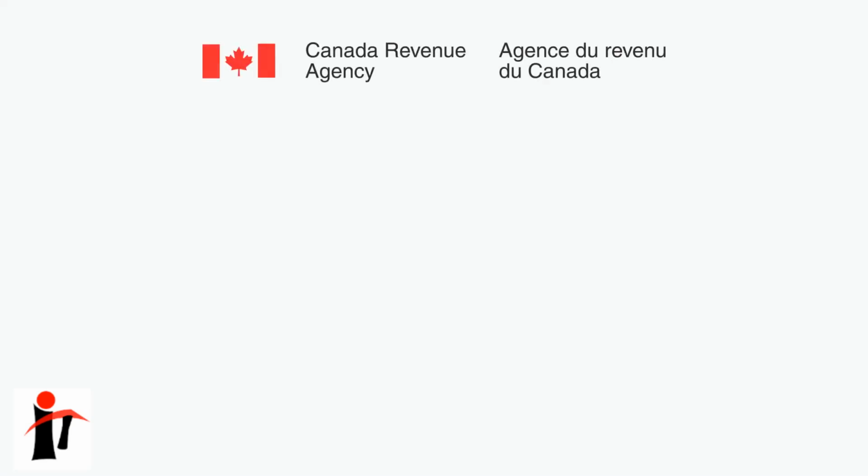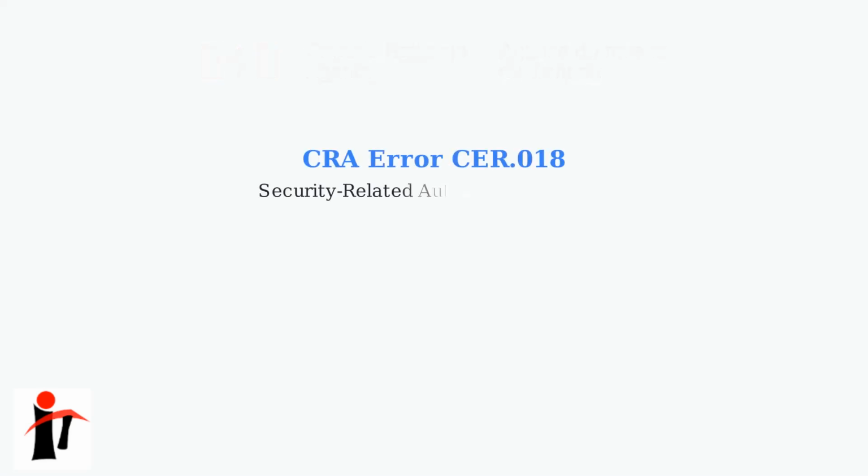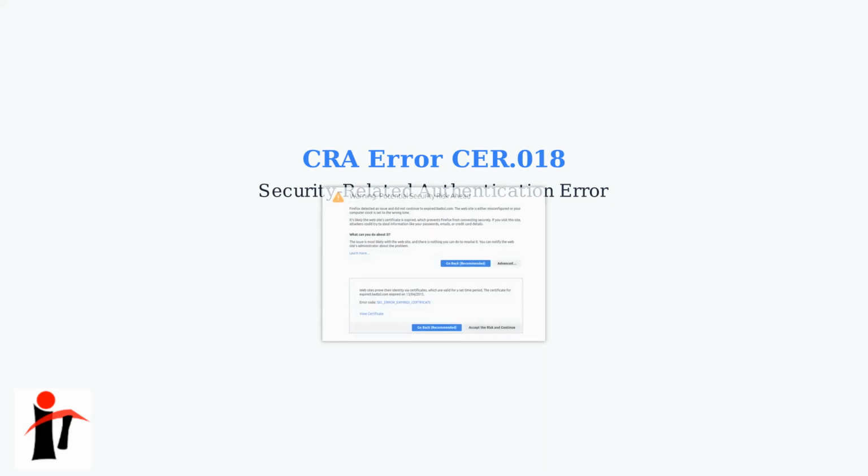The Canada Revenue Agency's online services are essential for millions of Canadians. However, users increasingly encounter a frustrating obstacle known as CRA Error CER 018. CRA Error CER.018 is a security-related authentication error that prevents users from accessing the Canada Revenue Agency's online services. This type of error typically appears as a security warning in your browser, indicating that there's a problem with the secure connection to the CRA's servers.